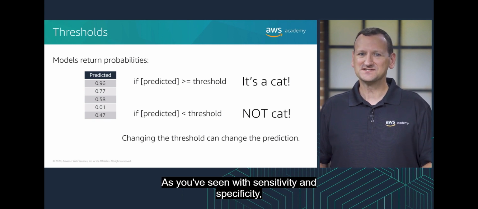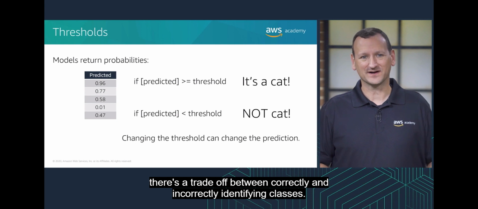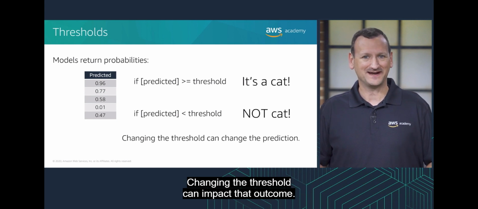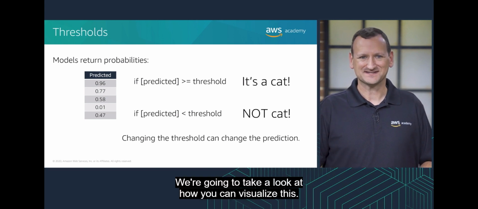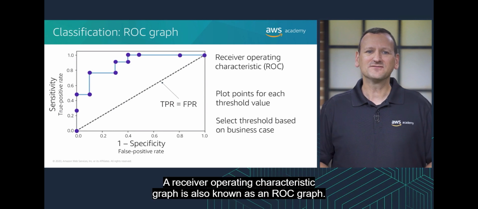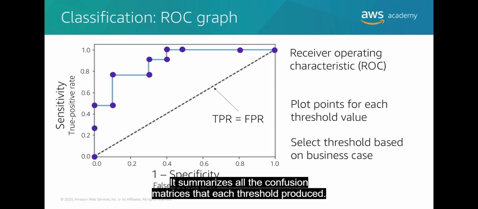As you've seen with sensitivity and specificity, there's a trade-off between correctly and incorrectly identifying classes. Changing the threshold can impact that outcome. We're going to take a look at how you can visualize this. A receiver operating characteristic graph is also known as an ROC graph. It summarizes all the confusion matrices that each threshold produced.